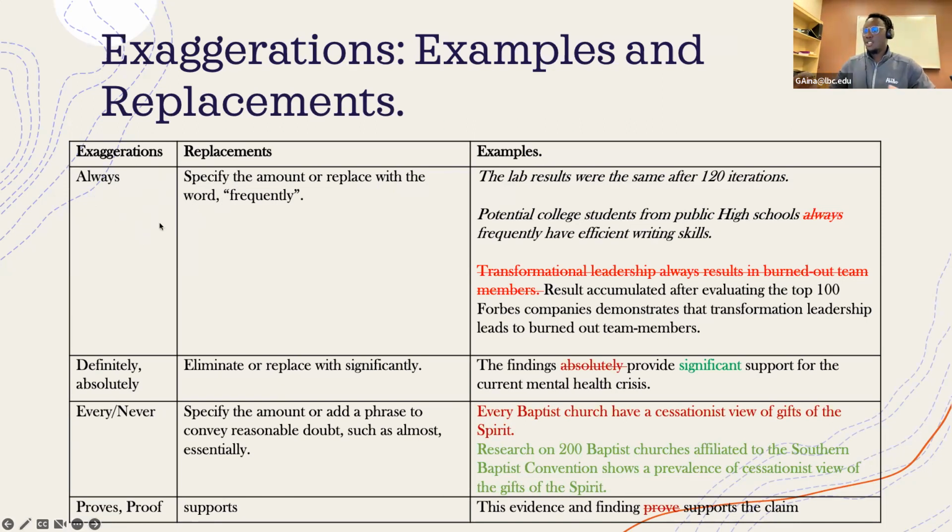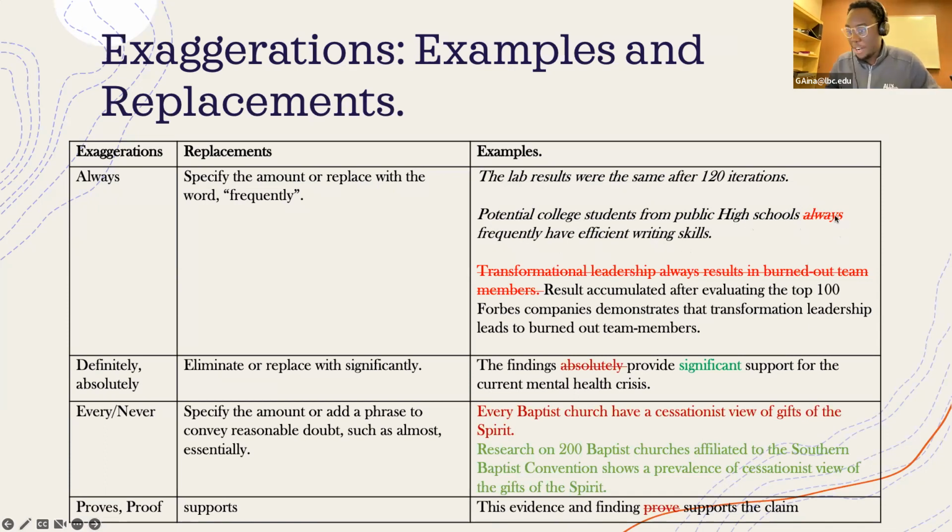So instead of using the word always to prove your ideas, just try to specify the amount or replace it with the word frequently. For instance, we have here: the lab results were the same after 120 iterations. Instead of saying the lab results were always the same, I specified an amount here. So another example here is: potential college students from public high schools always have efficient writing skills.